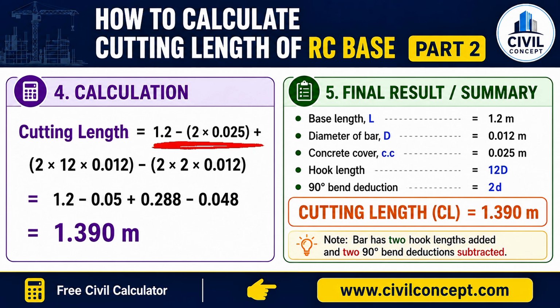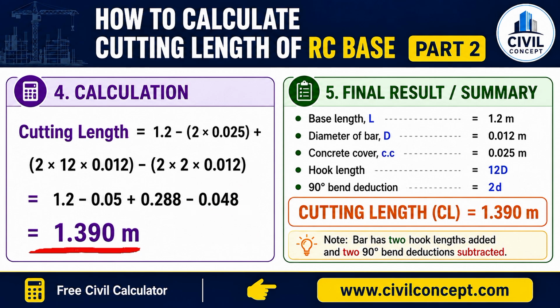First, 2 into 0.025 is equal to 0.05. Next, 2 into 12 into 0.012 is equal to 0.288 and 2 into 0.012 is equal to 0.048. Now substitute these values. Cutting length is equal to 1.2 minus 0.05 plus 0.288 minus 0.048.